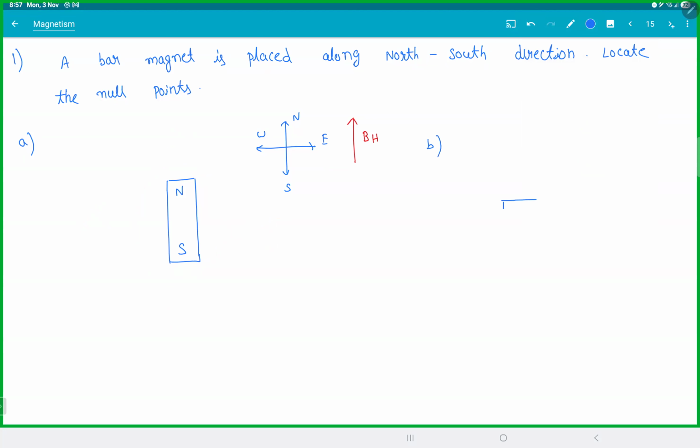In the second case, you keep the magnet in the reverse. South, north. Where is the null point?